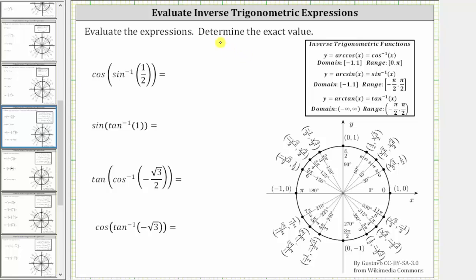Evaluate the expressions, determine the exact value. The first expression is cosine of inverse sine of 1/2. We begin by evaluating the innermost function, which in this case is inverse sine of 1/2.